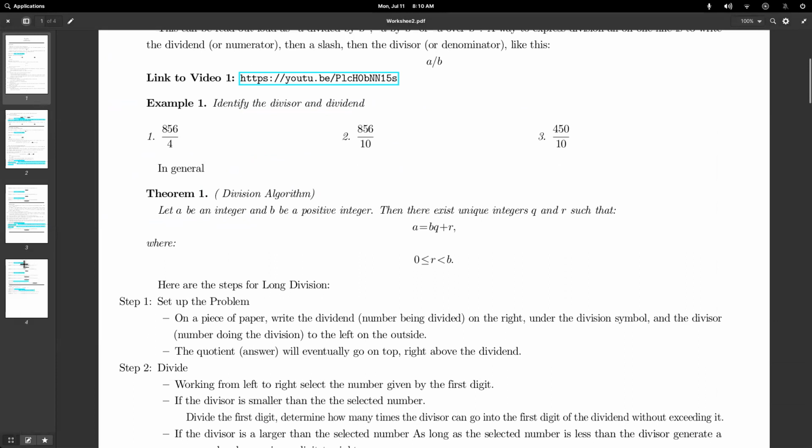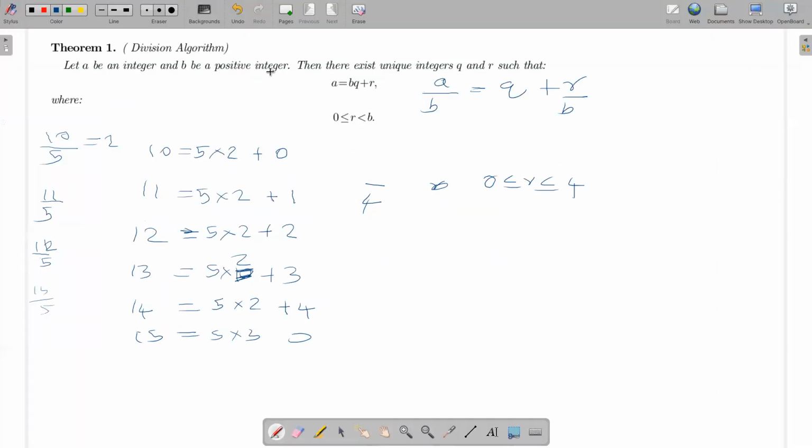It's saying if we divide integer b by an integer a, we can write it in this form: b equals aq plus r, or b over a equals q plus r over a. One of those forms. Here I was dividing 10 by 5. There are 2 fives in 10, plus 0 remainder. 11 equals 5 times 2 plus remainder 1.